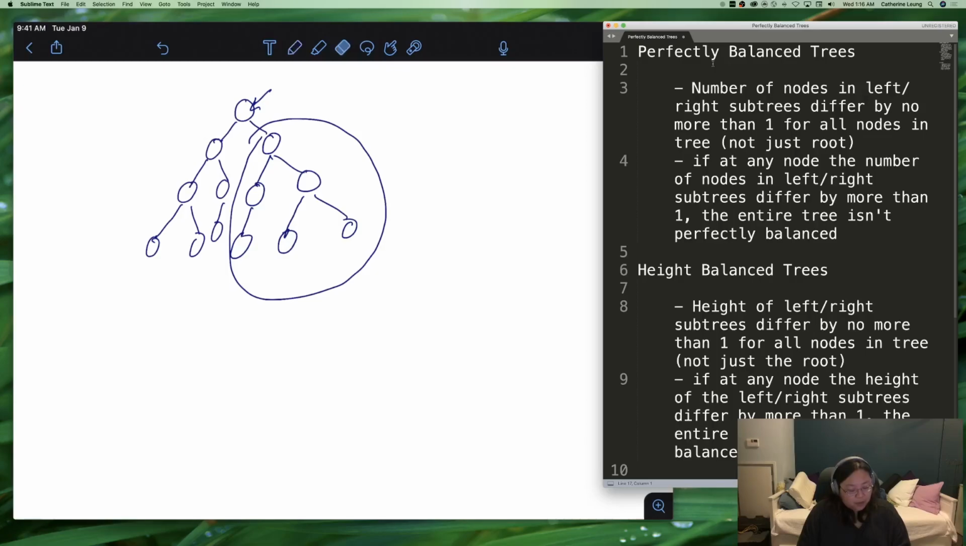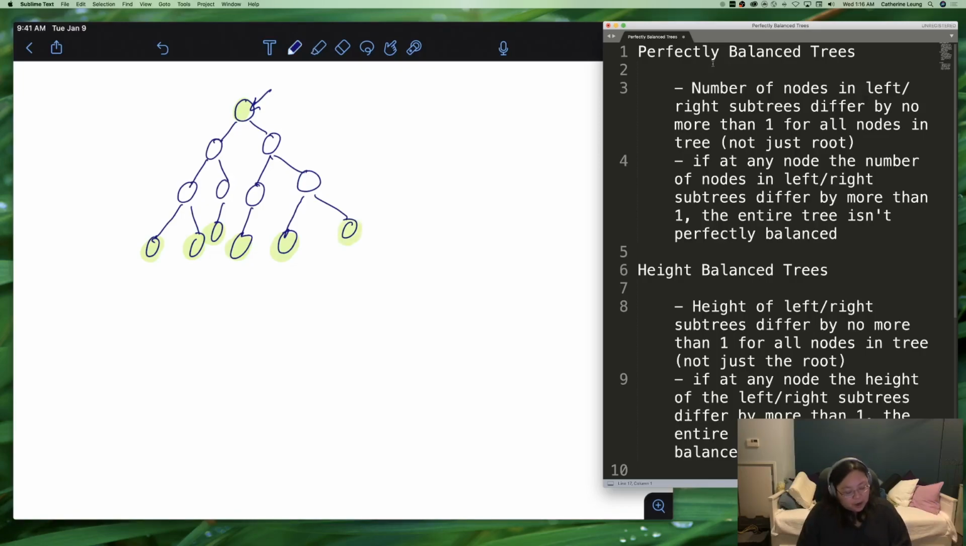Now, the problem is that you not only have to check the root, you have to check every single node. So the root is okay, and I'm going to highlight that. Every single leaf node has no children, so the difference between the number of nodes in its left and right subtree will be 0, because there are no children on the left and none on the right. 0 minus 0 is 0. So these are all okay. We don't have to check those because they're leaf nodes. So we have 6 more nodes to check.